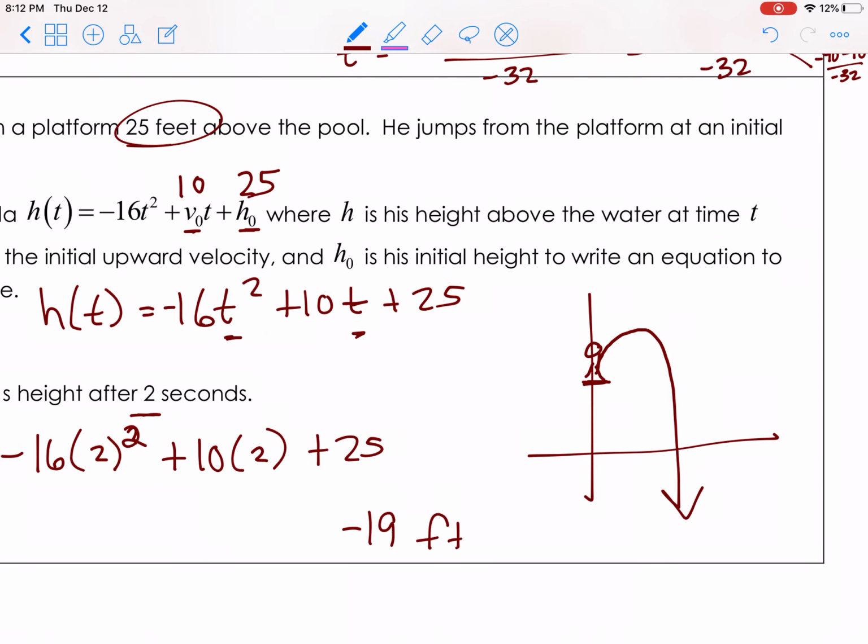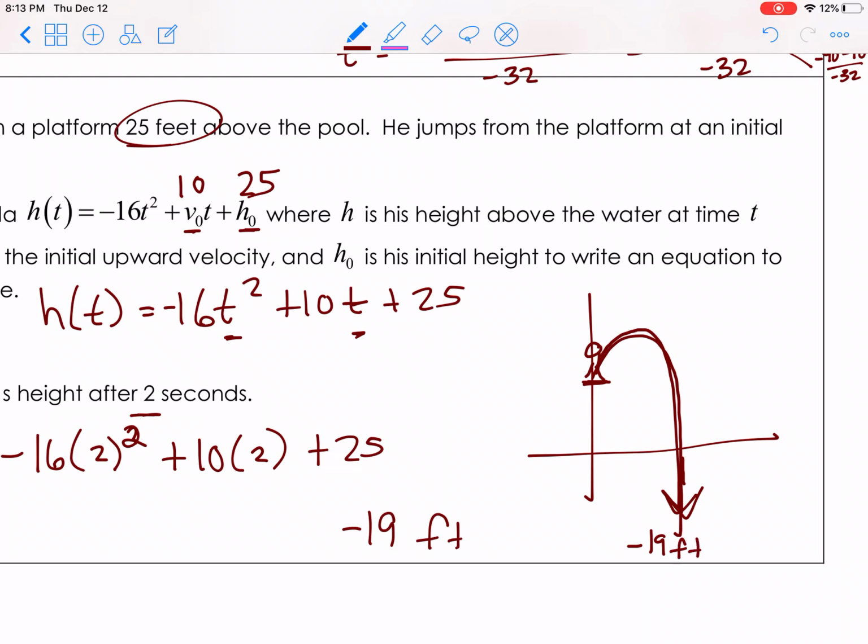So let's look at our story. Does it make sense that it would be negative? Well, I guess so, because they're going to land in the pool and go down. Now, I don't know how deep the pool is, and once they get to the water, it's going to slow down their progress and stuff like that. But according to our quadratic formula, in 2 seconds, the person's going to reach negative 19 feet.